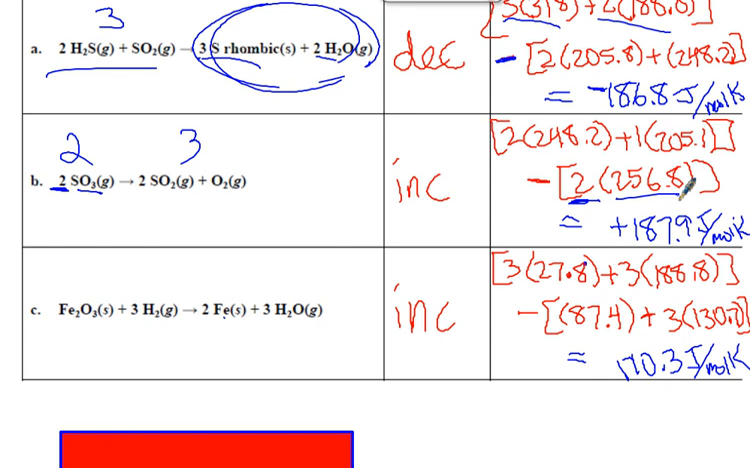Cool. Did our predictions of sign match the math? These two values say increase, and the answers are both positive. This value says decrease, and the answer is negative. Huzzah. All right, we feel good about our prediction.